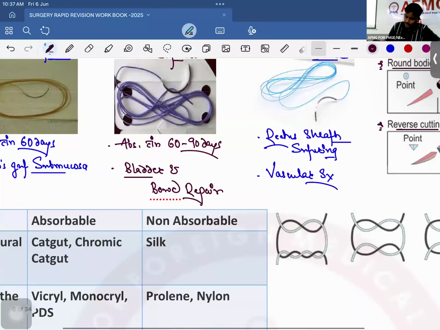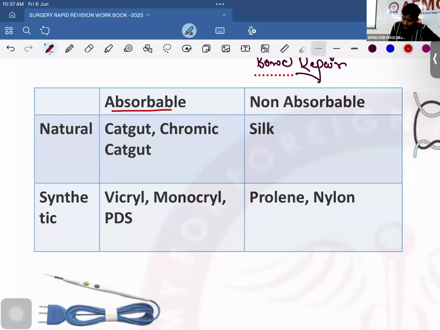Now, if I classify the sutures further, beta, we know we can classify the sutures as absorbable and non-absorbable, whereas natural and synthetic. The first classification, if I talk about, beta, which sutures are going to be natural absorbable sutures? Answer will be catgut and chromic catgut. So we know that catgut and chromic catgut are natural as well as absorbable sutures, beta. Which sutures are going to be synthetic absorbable sutures? Vicryl, monocryl, and PDS, that is polydioxanone. So please remember the absorbable and synthetic sutures are going to be vicryl, monocryl, and PDS, beta.